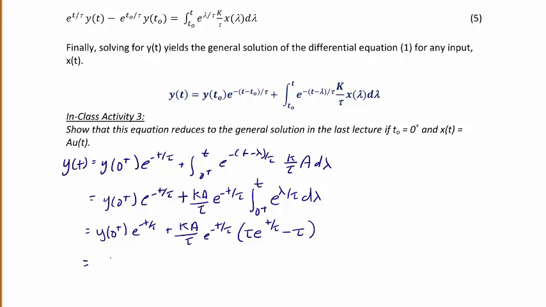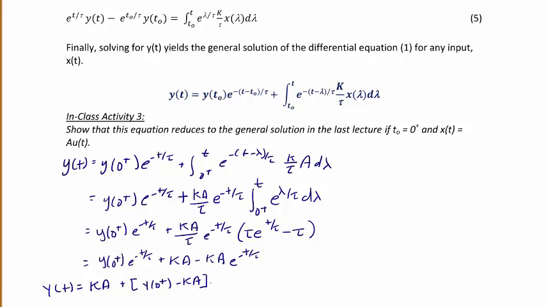So now we're going to collect like terms. So we'll have y of 0 plus e to the negative t over tau plus ka minus ka e to the negative t over tau. And finally, y of t is equal to ka plus the quantity y of 0 plus minus ka e to the negative t over tau. And we should recall that this is the equation that we had before.